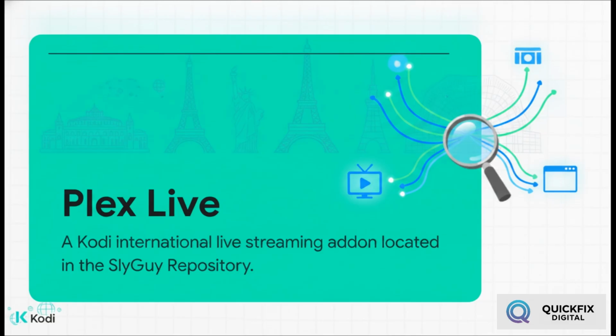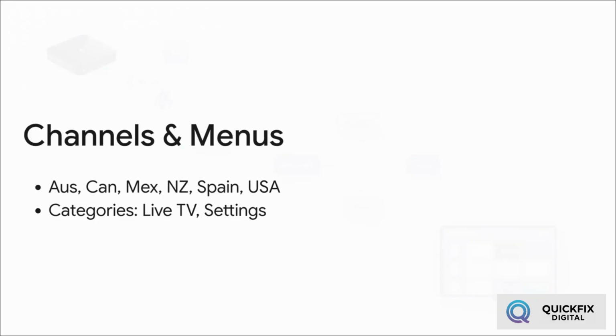It's located exclusively within the SlyGuy repository, and it pulls in free content streaming that you could technically just watch via a web browser. But the real magic here is that it integrates all of those streams seamlessly right into your localized media center. This add-on opens up viewing options across Australia, Canada, Mexico, New Zealand, Spain, and the USA. You're getting incredibly robust international options for basic TV channels, all perfectly organized in one place.